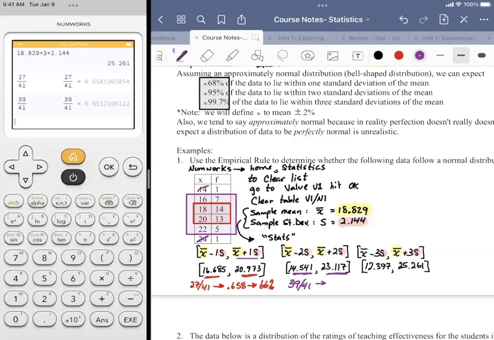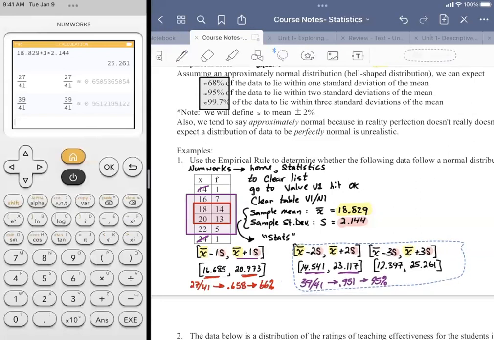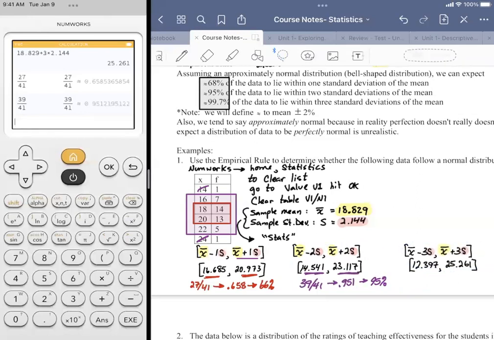All right, so we're looking at 0.951, which does round to 95%. So what we're looking at here is something that was kind of on the borderline for the first interval, but for the second interval, it's right at the target number, the 95%.